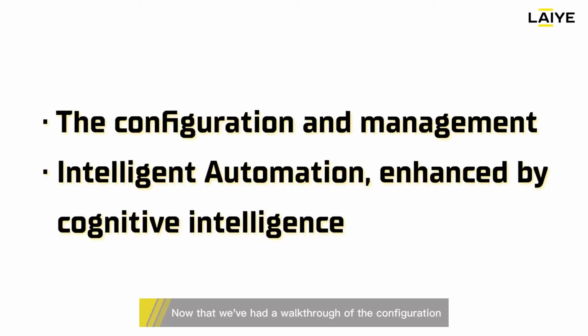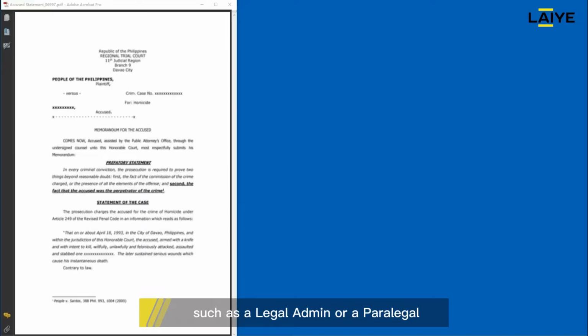Now that we've had a walkthrough of the configuration and management of Laia's unattended workers, let's take a look at how Laia's automation extends to introduce intelligent automation, enhanced by Laia's cognitive intelligence for a single human agent, such as a legal admin or a paralegal.